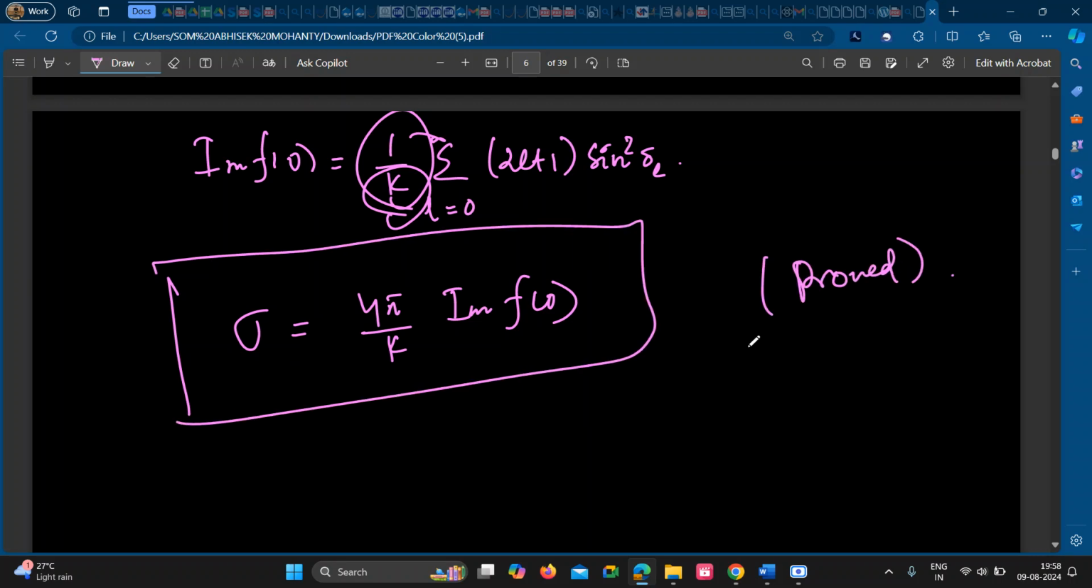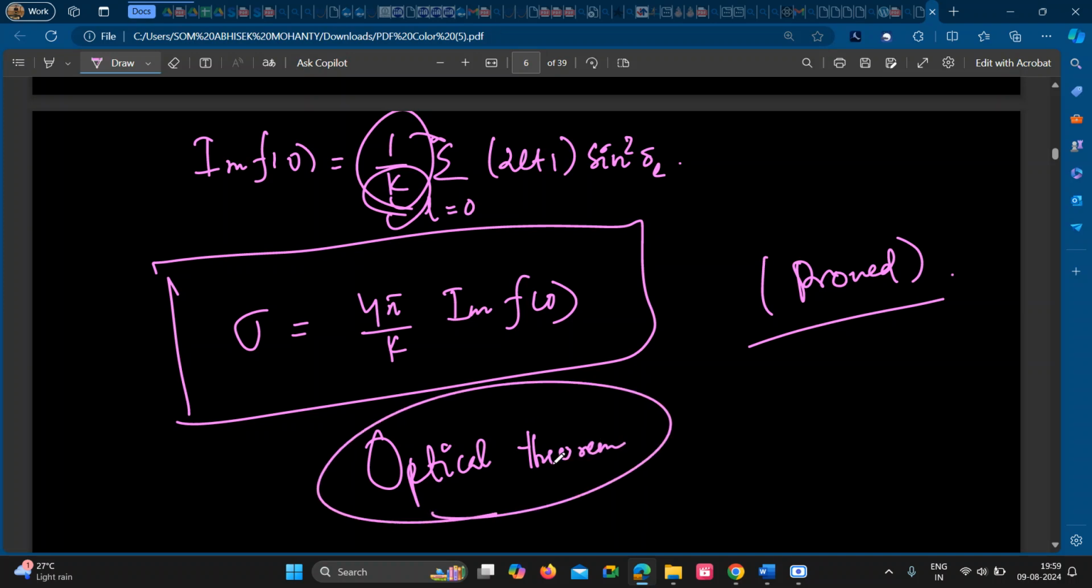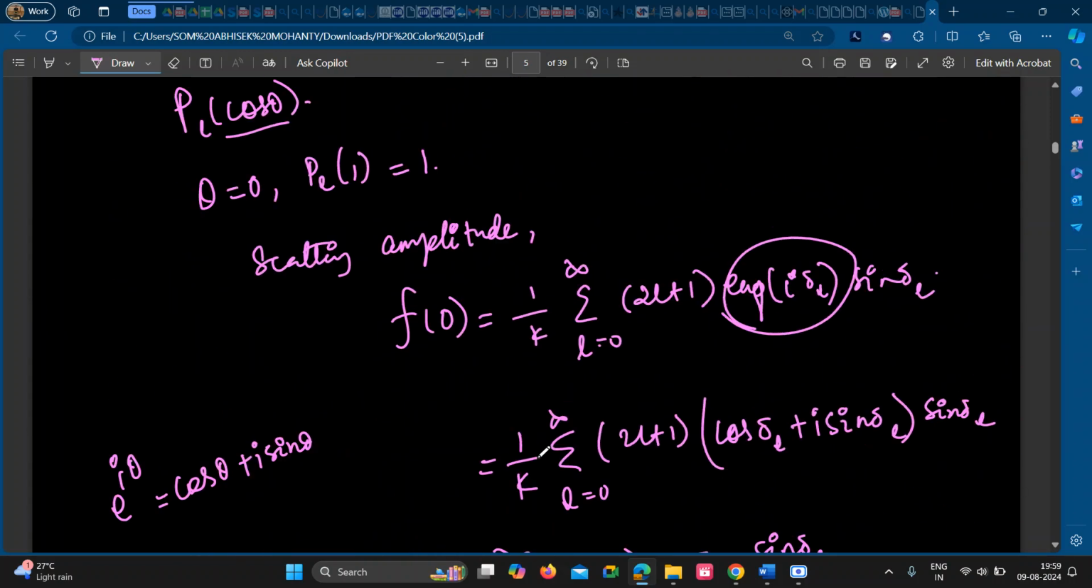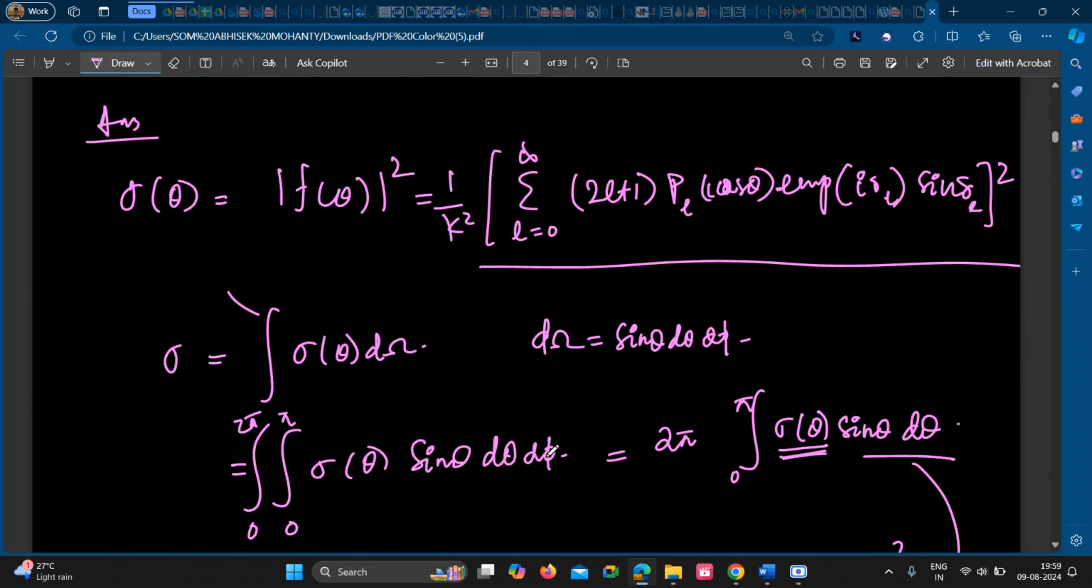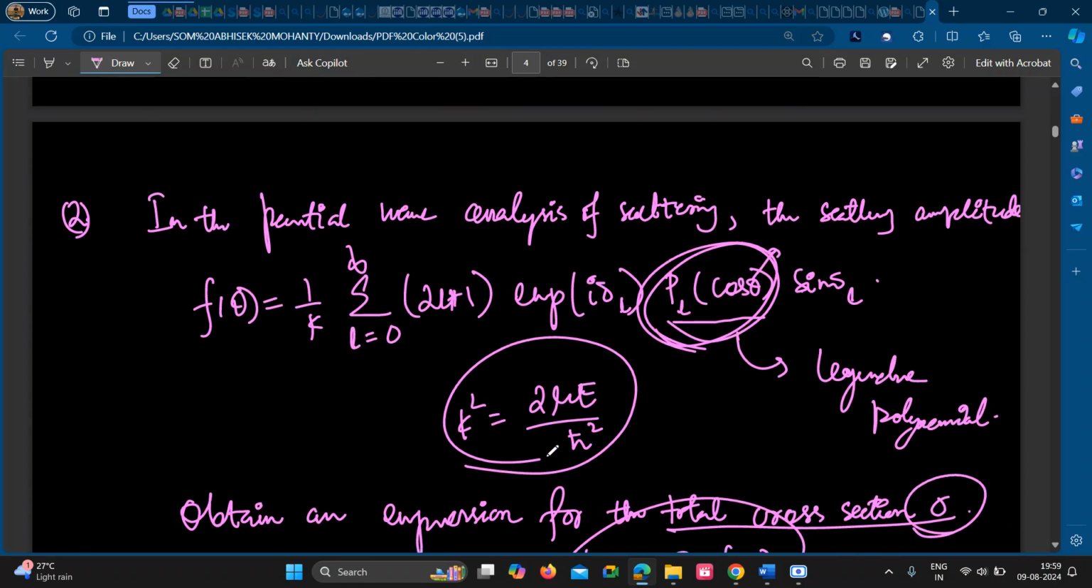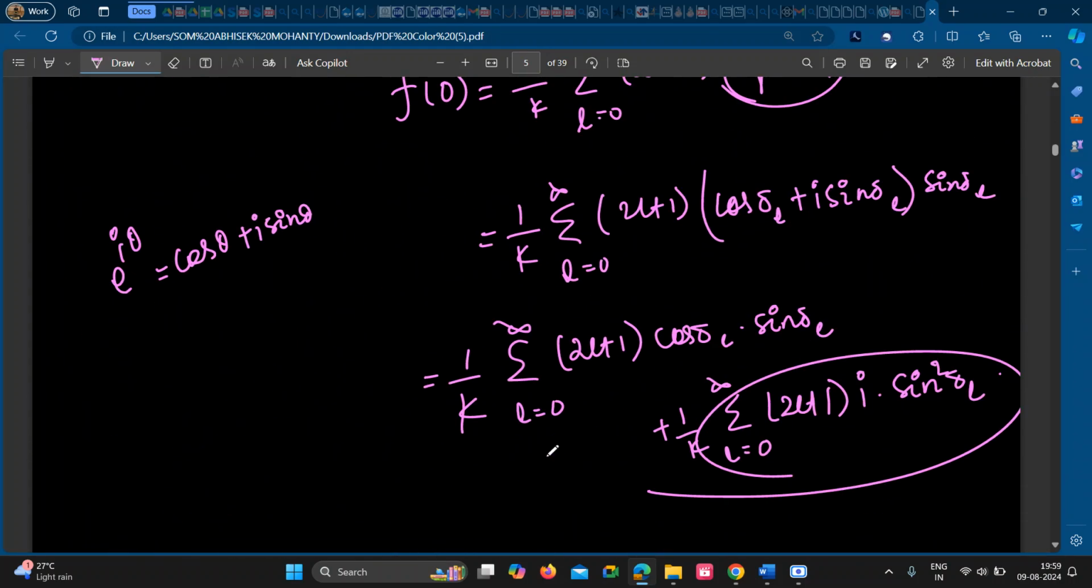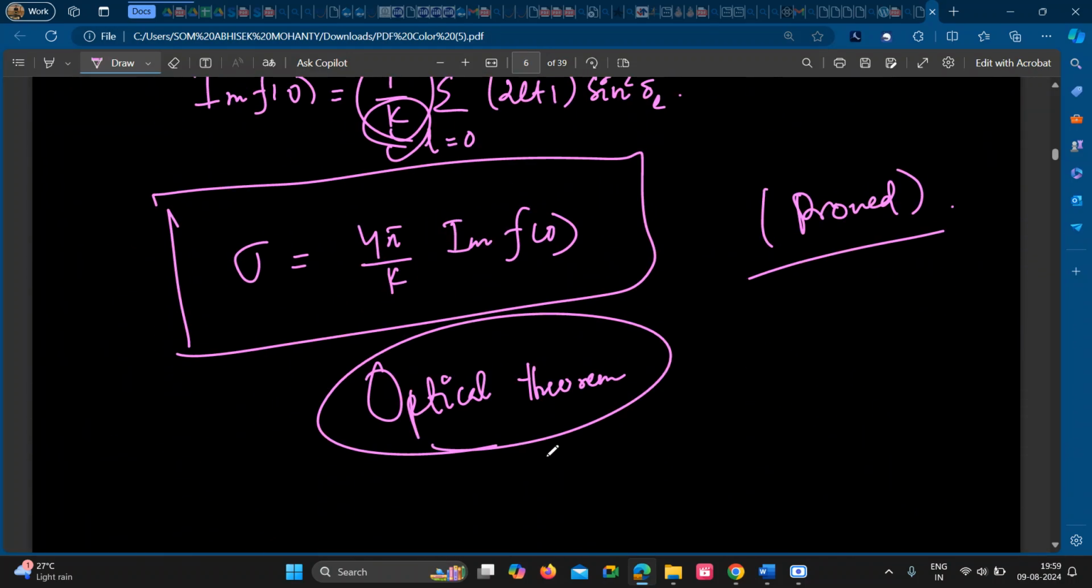Whatever we started, we proved it. Okay, so this equation is actually called the optical theorem. So remember it. You may be asked this one in interviews. You won't get it in exam, but you will be asked this in interviews. So it's very important. So yeah, this is the optical theorem. I hope you understood.